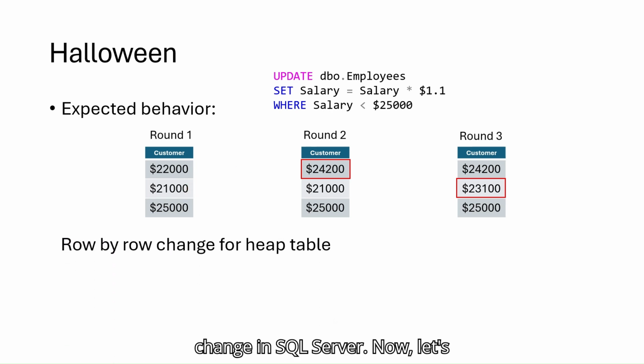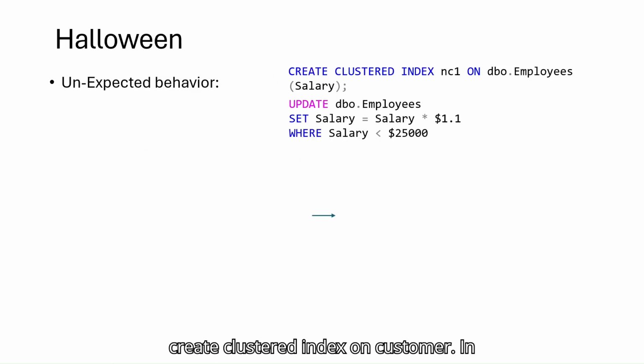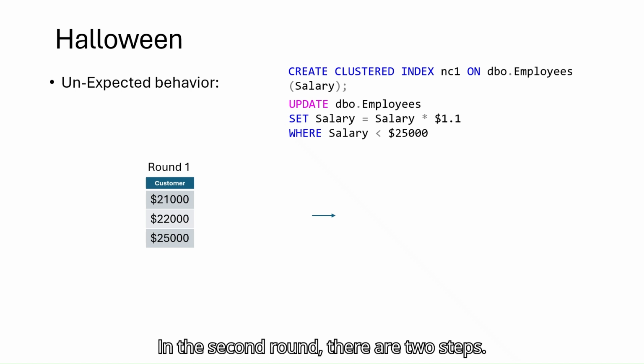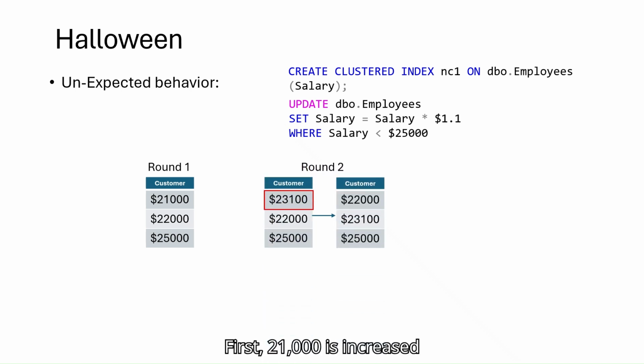and we call this process row by row change in SQL Server. Now let's create a clustered index on customer. In this case, rows become sorted. In the second round, there are two steps. First, 21,000 is increased by 10%. And the second step is to resort the table as the number changed. We should do resorting as there is a clustered index here. In this case, now 22,000 becomes the first row.